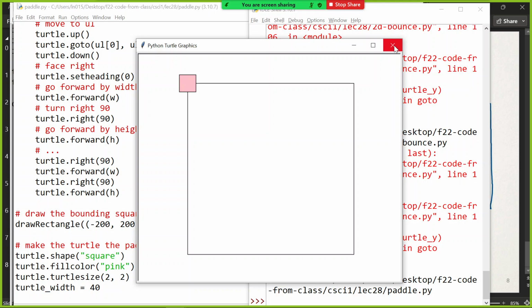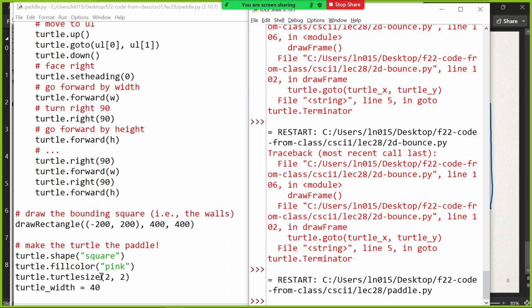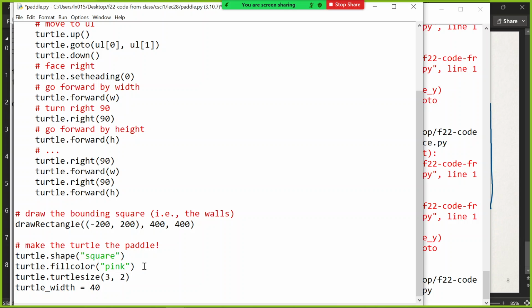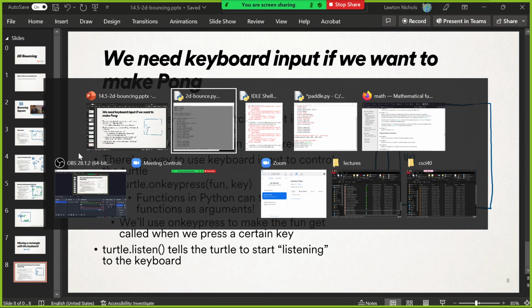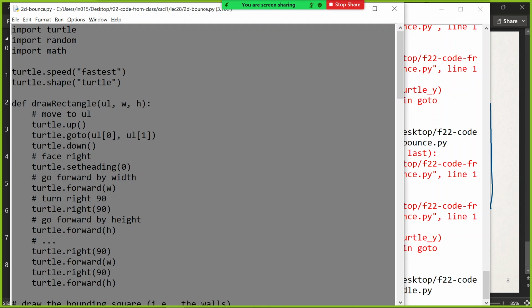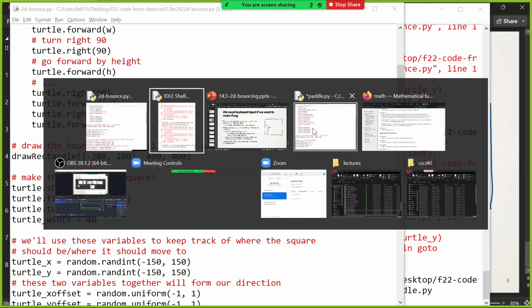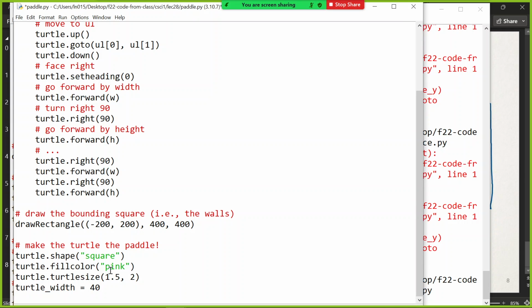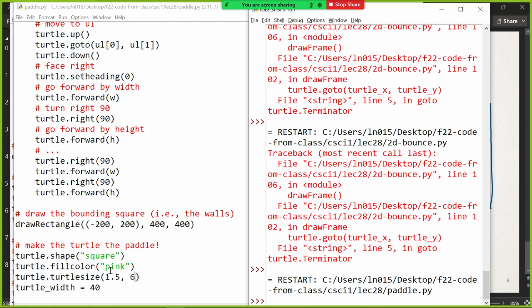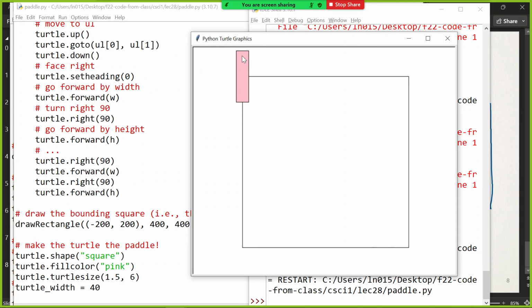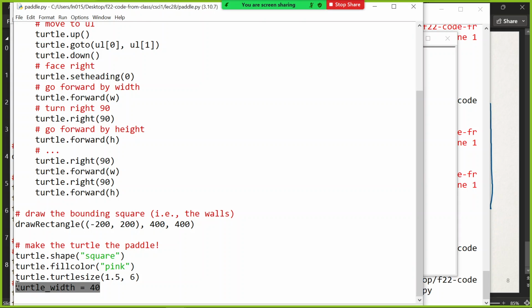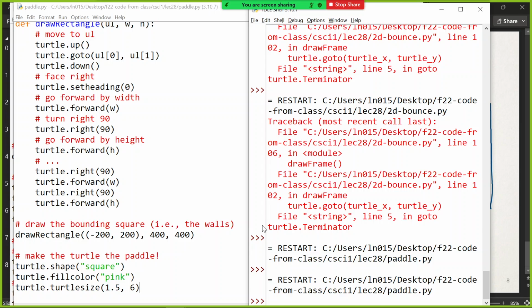Instead of size 2.2, let's have the turtle be size, let's stretch him by 3 in the x-axis and 6 in the y-axis. Or sorry, 1.5. 1.5 to make him 30. Oh gosh, I got too many windows open, sorry. 1.5 in the x and 6 in the y. And then he looks like this. Okay, so that's a nice paddle length, I think. And so that's pretty cool. And the width is all off now, but that's a good size for the paddle, I think.